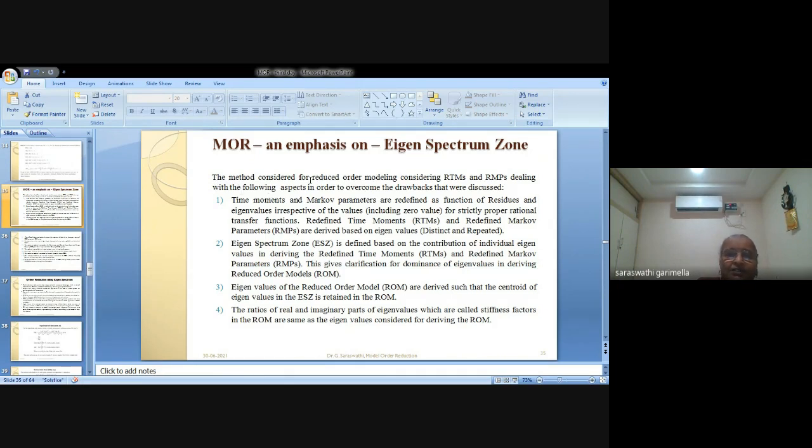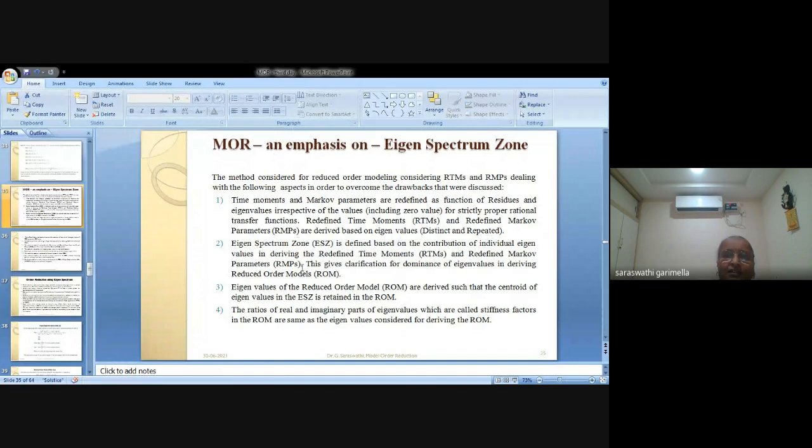The method considered for reduced order modeling, using RTMs and RMPs, redefined time moments and redefined Markov parameters, deals with the following aspects in order to overcome the drawbacks that were discussed. As I said previously, time moments and Markov parameters are redefined as functions of residues and eigenvalues, irrespective of the values, including zero value, for a strictly proper rational transfer function. You will get a unique solution only. Redefined time moments and redefined Markov parameters are derived based on eigenvalues, distinct as well as repeated.